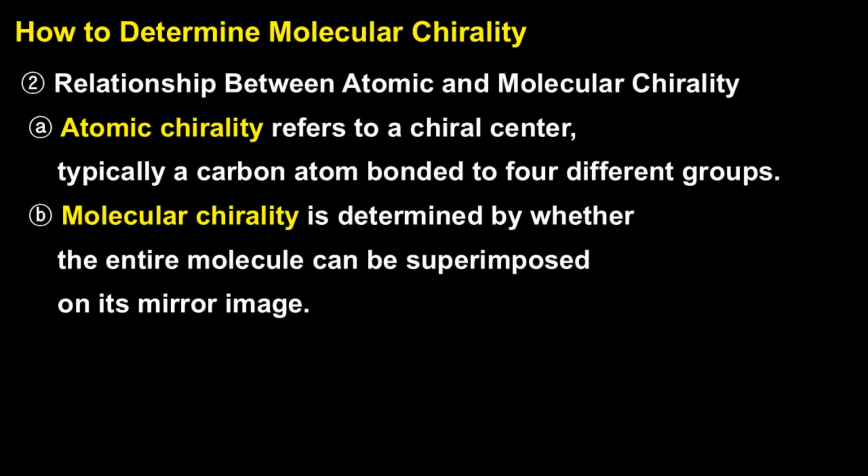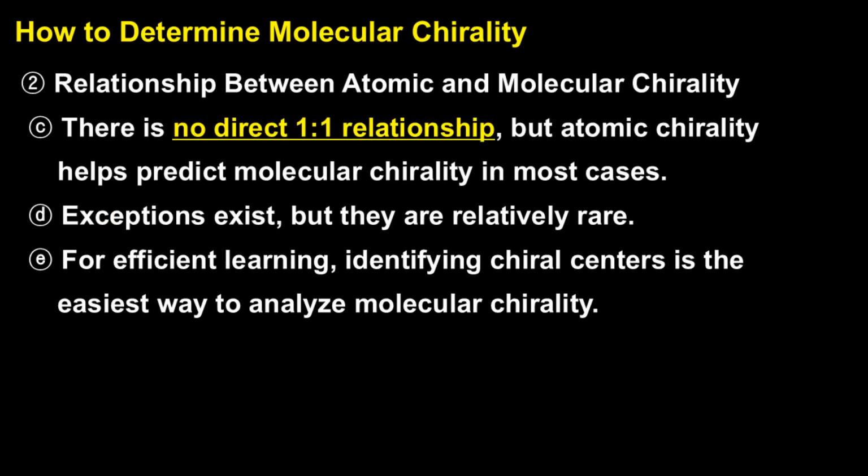Now that we know how to check for chirality, let's take it a step further and talk about the difference between atomic chirality and molecular chirality. Atomic chirality is all about a chiral center, usually a carbon atom that's bonded to 4 different groups. But molecular chirality is a bit broader. It's about whether the entire molecule can be superimposed on its mirror image or not.